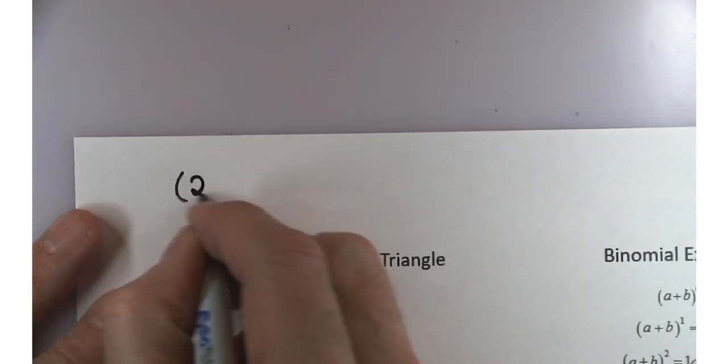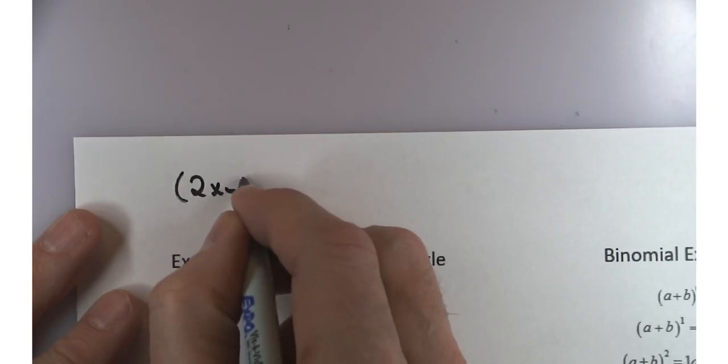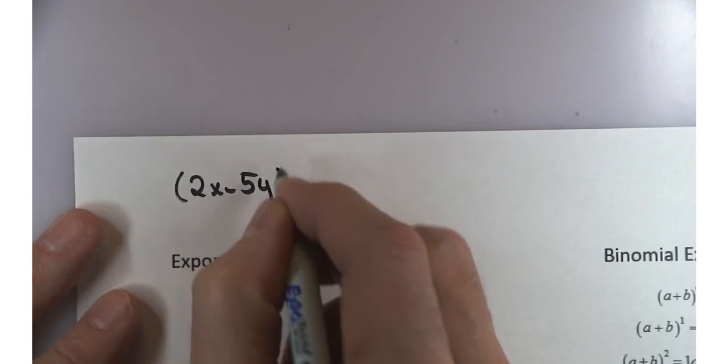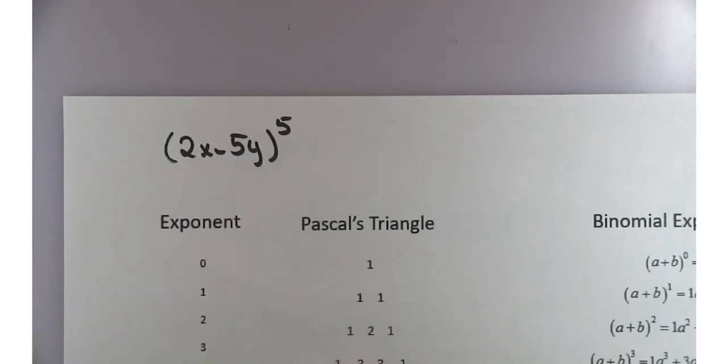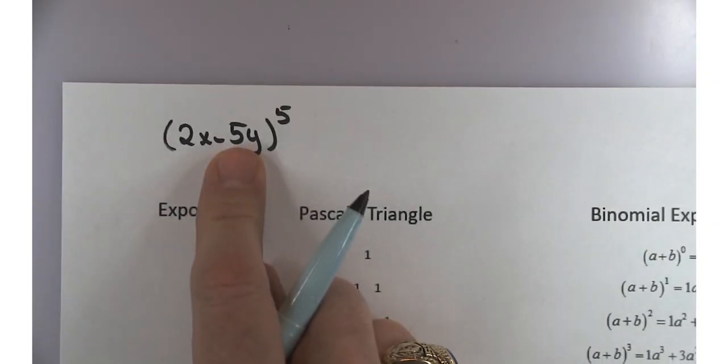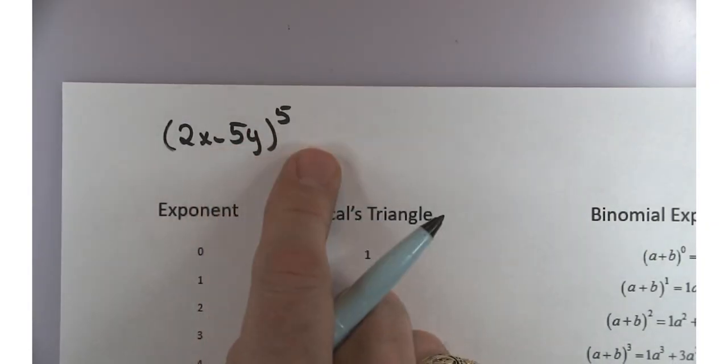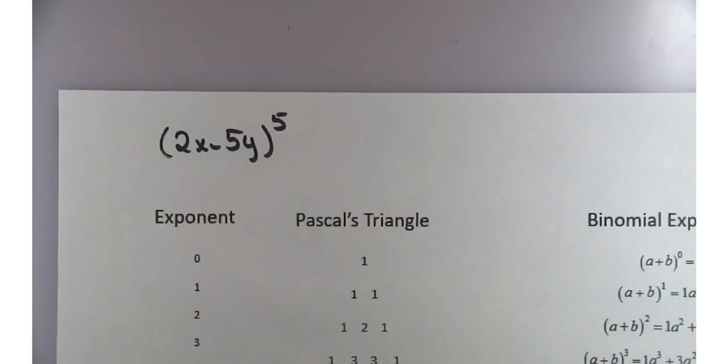If I had (2x minus 5y) to the 5th power, if I wanted to figure out what this is, well, on the surface of it, that looks like a lot of work. Because keep in mind what you would have to do. You'd have to take (2x minus 5y) times (2x minus 5y) 5 times, and multiplying that all out the long way would be a real drag.